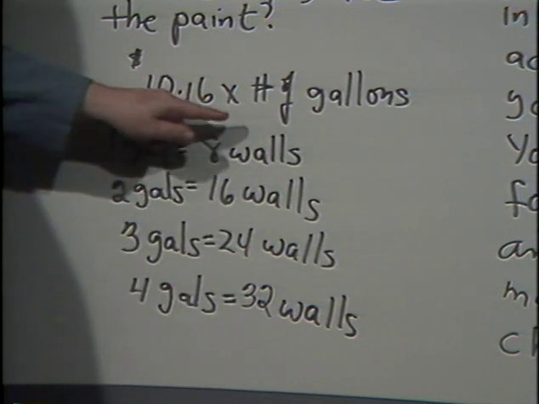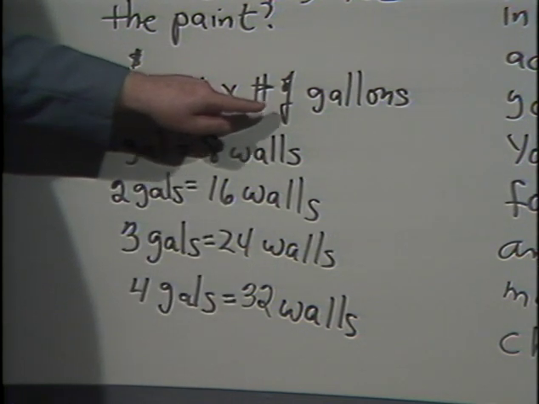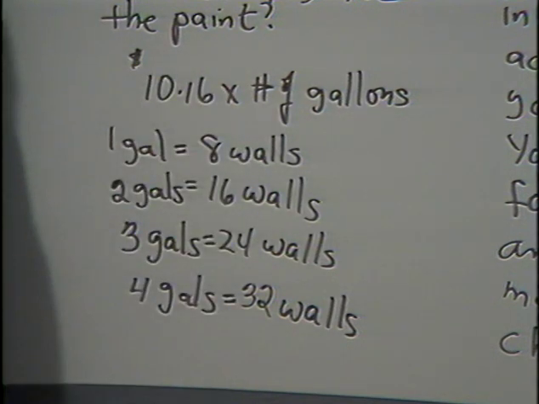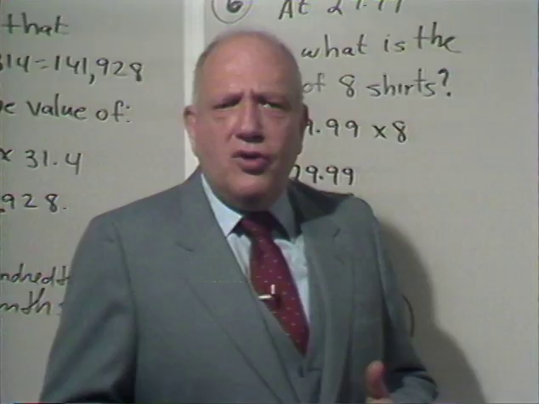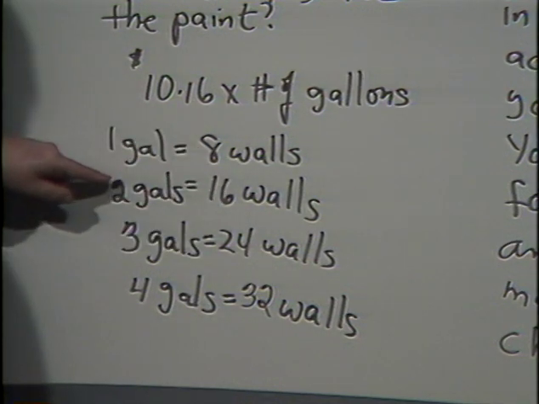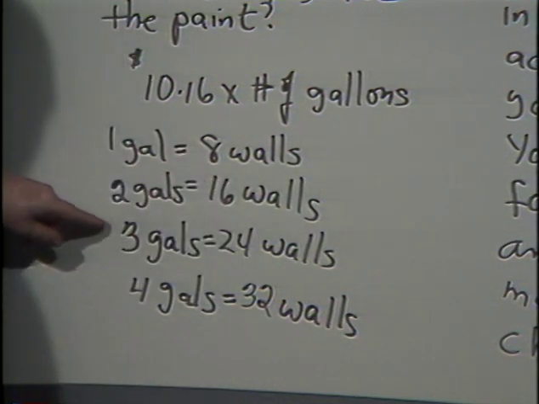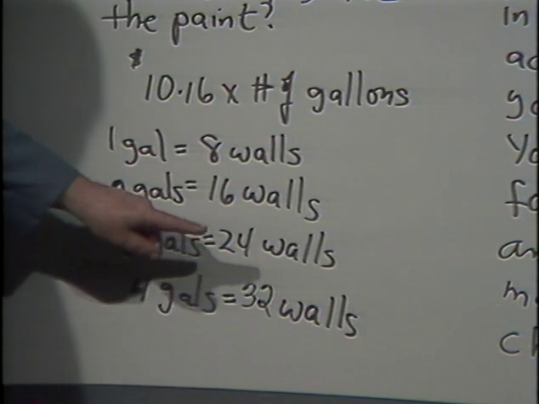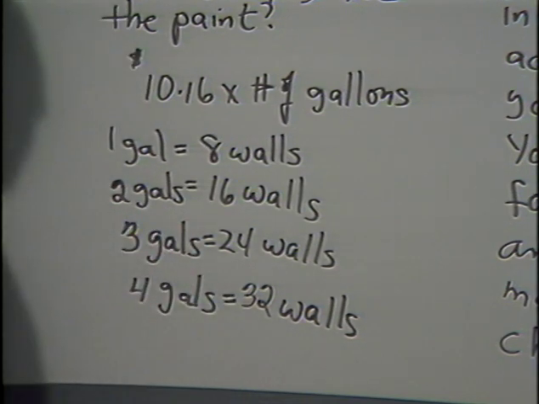You see, instead of telling you that you need 5 gallons or 6 gallons, all I'm telling you is what? You have 28 walls to paint, and each gallon paints 8 walls. Don't be fancy about this. Do it the baby way if you want. If 1 gallon paints 8 walls, 2 gallons will paint 16 walls, 3 gallons will paint 24 walls, 4 gallons will paint 32 walls.